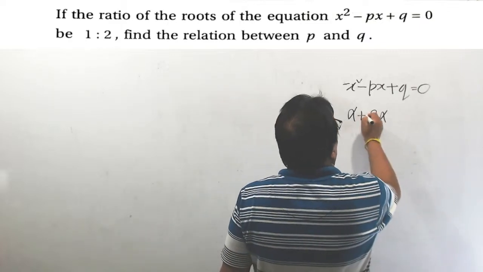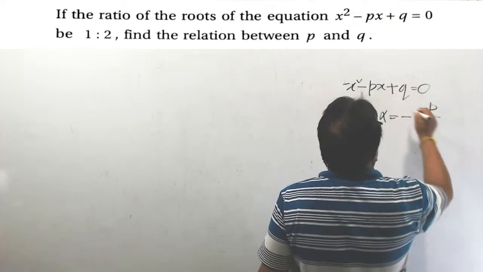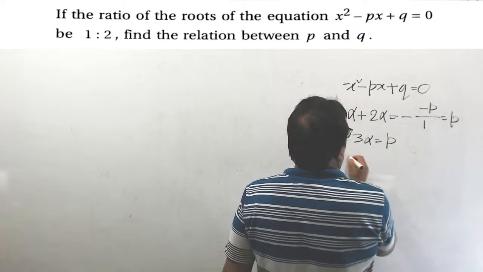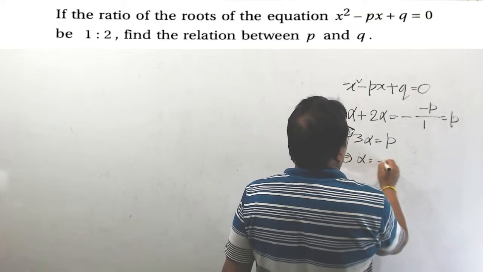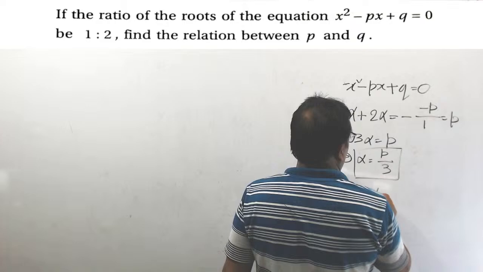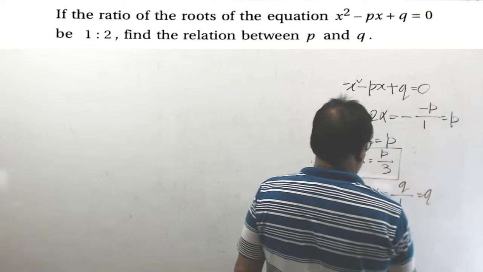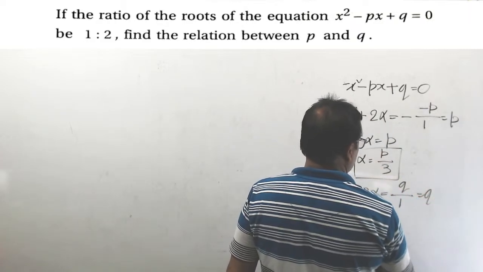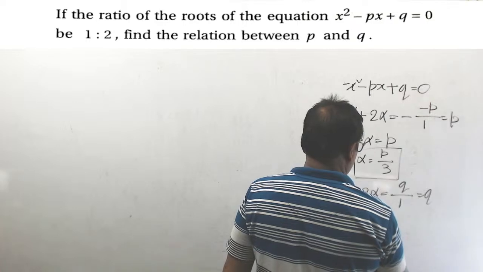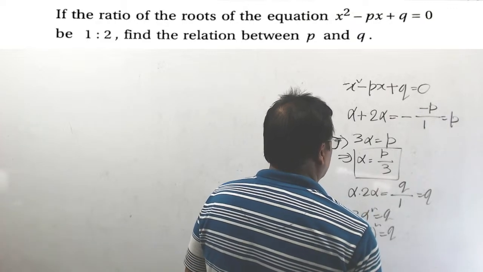So what is the sum of the roots? Sum of the roots is minus b by a, that is minus of minus p by 1, which is equal to p. That is 3 alpha is equal to p. This implies alpha is equal to p by 3. And the product of the roots, alpha into 2 alpha, is equal to c by a. What is c? q by 1, that means q. This implies 2 alpha square is equal to q. This implies 2 into p by 3 whole square is equal to q.